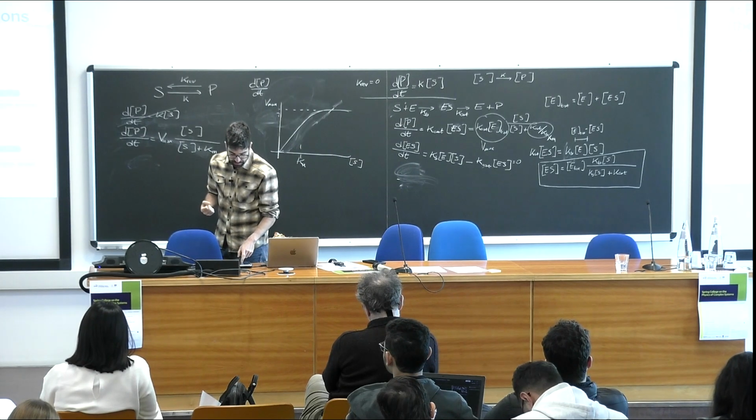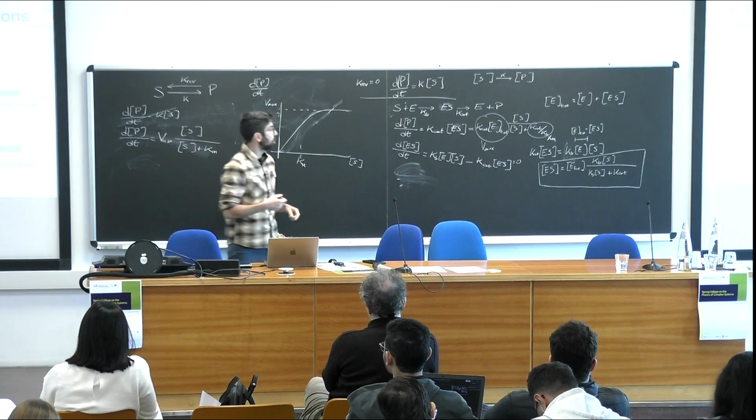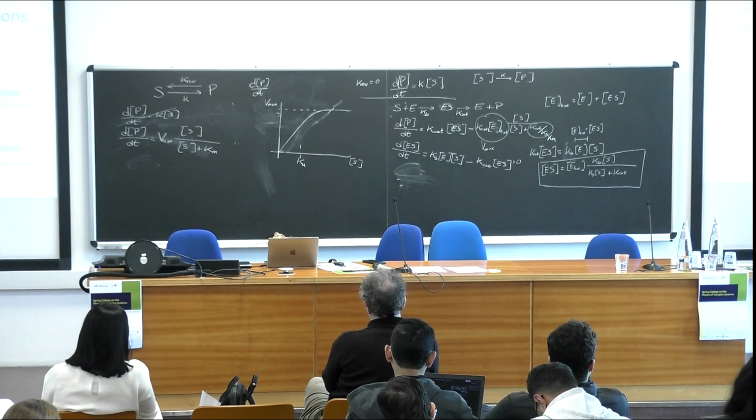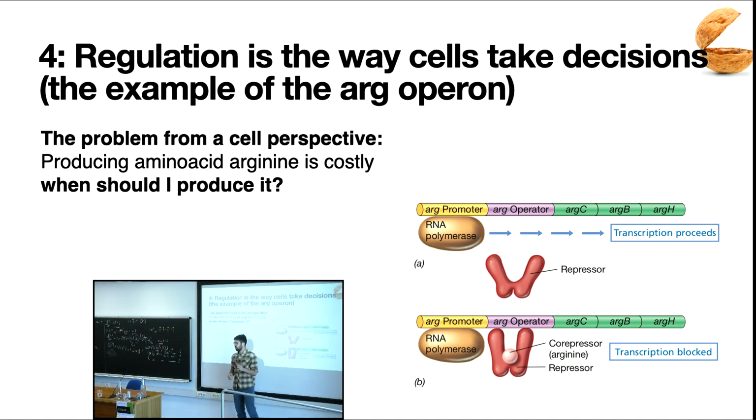I'll tell it later. So the way it does this is, if there is no arginine around, you produce all the machinery, all the enzymes that are needed to catalyze the reaction to produce arginine. If there is arginine around, you block this. Okay? We're going to see how this leads to a steady state of arginine.